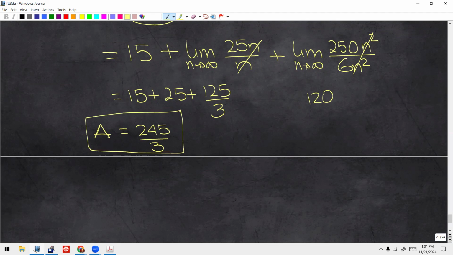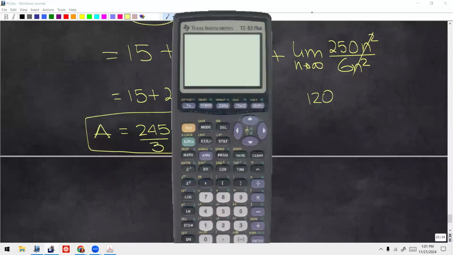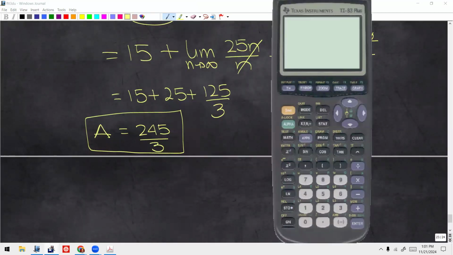Right? Let's just quickly check it, just make sure we did it correctly. First of all, I'll type in 245 divided by 3. This is what we want, right? 81.666 something. So let's see if we get that. So our function was x squared plus 2, right? And then we went from 1 to 6, right? Okay, so we got the right answer.